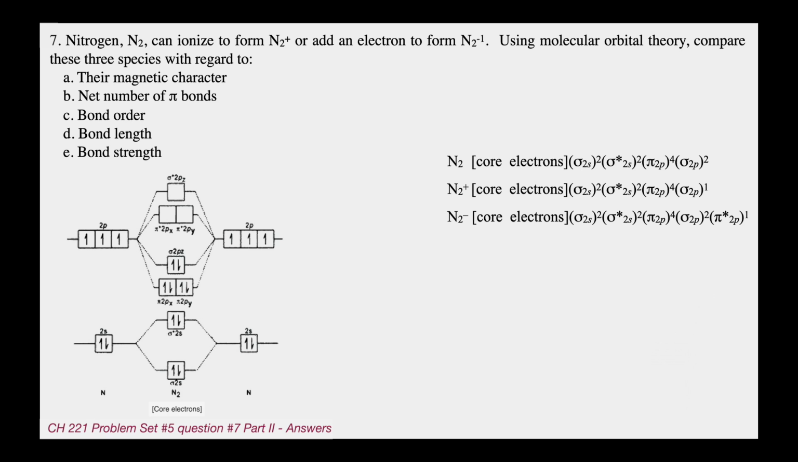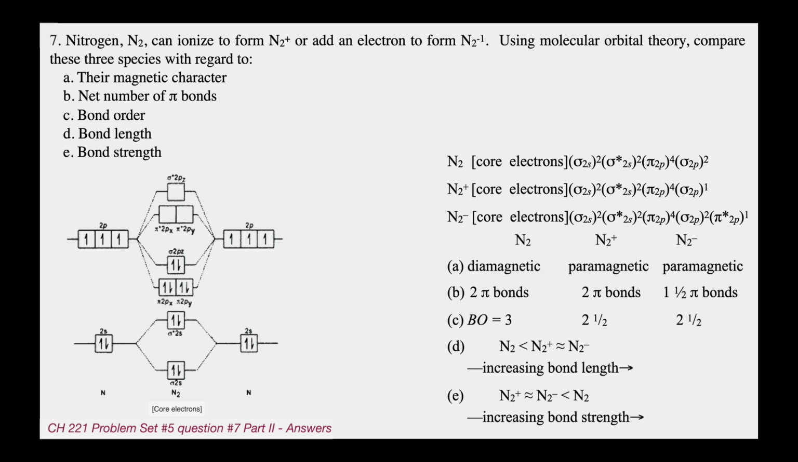N2 minus, we would go back to neutral N2 and add one more to the LUMO, lowest unoccupied molecular orbital. That would be pi star 2p. Then here's the results of the other parts we talked about. N2 is diamagnetic, while the other twos are paramagnetic.